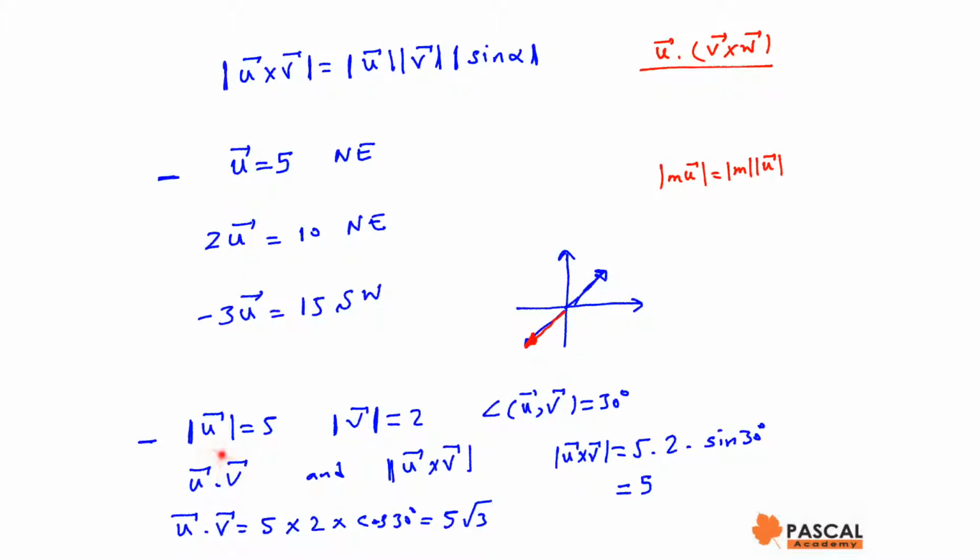Next example, u and v are two vectors. The size of u is 5, the size of v is 2, and the angle between them is 30 degrees. Here you're looking for u dot v and the magnitude of u cross v. U dot v is the magnitude of u, magnitude of v, cosine of the angle between them: 5 times 2 times cosine of 30 degrees, which is 5 root 3. And the magnitude of u cross v is the magnitude of u, magnitude of v, absolute value of the sine of the angle between them, which is 5.